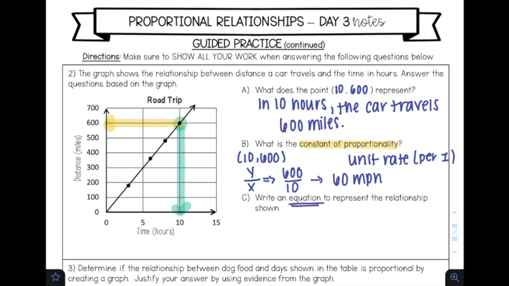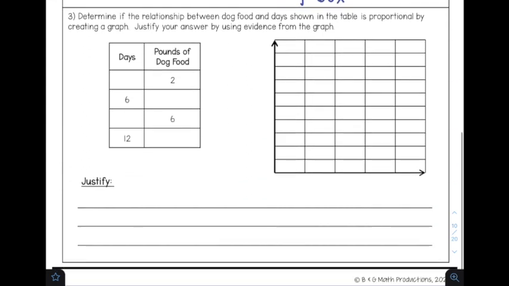And then I need to write an equation, which is basically following the form y equals k times x. My unit rate, my k value, my constant of proportionality are all the same. So all I have to do is take my unit rate and plug it into k. So I have y equals 60x, and that's going to tell me basically how many miles I can drive within however many hours I want to find out. Number 3, try on your own, come back, and we'll check to see if you have the right answer.